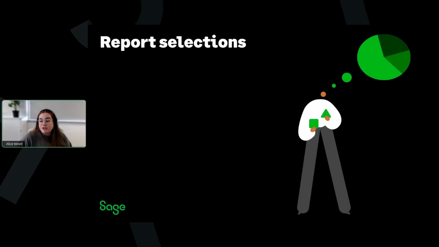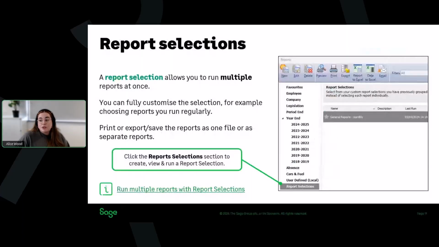But that does bring us on to the next section of the webinar, which is going to be a shorter one, but it's just going to be about report selections. So these are available for both pre-update and post-update reports. And essentially a report selection is going to allow you to run multiple reports at once. And it does allow you to customize the selection too. So let's say you've got a set amount of, say, 5 reports that you run every period.